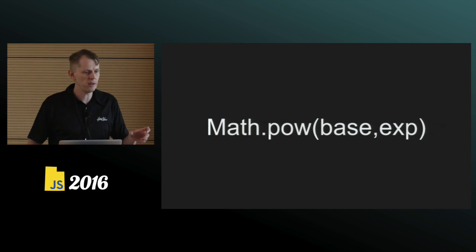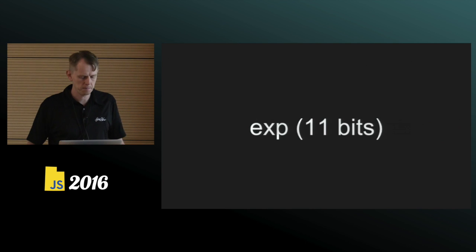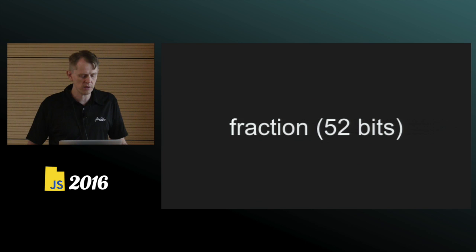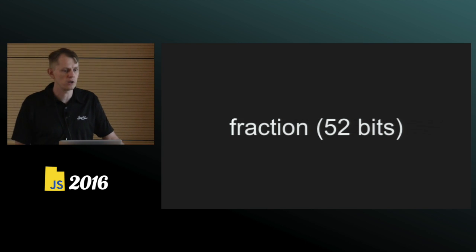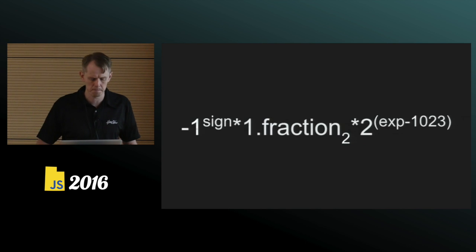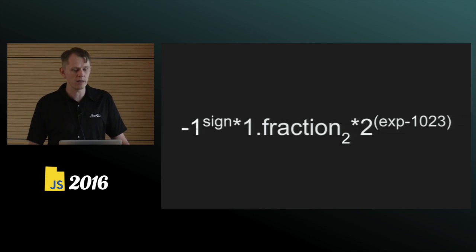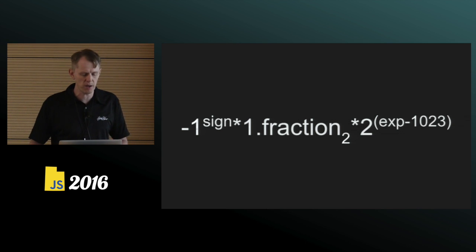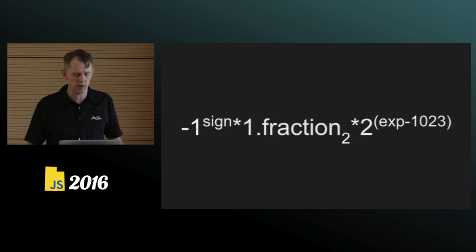So you have the base, and you raise it to the exponent. Anyway, the exponent part takes 11 bits. And then we have the fraction part, which uses 52 of those bits. So 52 plus 11 plus 1, that's our 64 bits. And they are combined like this in this formula, which is -1 raised to the sign times 1 dot the fraction in base 2 times 2 to the exponent minus 1023.